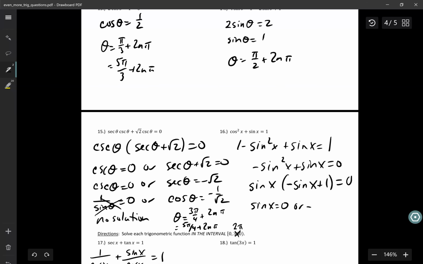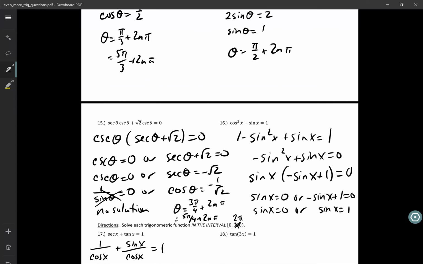I believe the instructions for this one are find all solutions. So sine is equal to 0 at the multiples of pi. We know that from our knowledge of what the sine function looks like. It crosses the x-axis at 0, pi, 2 pi, and so on, and negative pi, negative 2 pi, and so on. We also, from this one, get sine is equal to 1 at pi over 2, and then we add multiples of 2 pi.